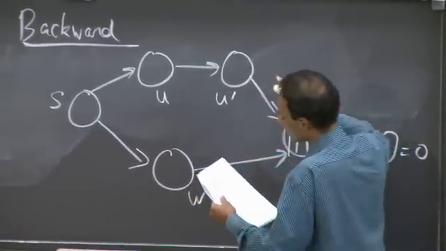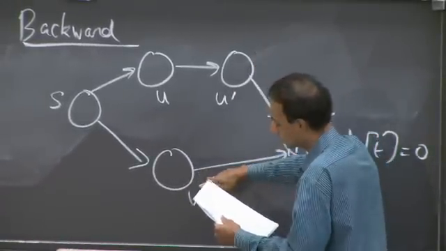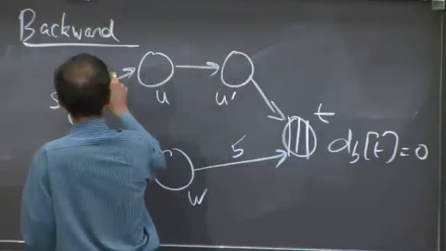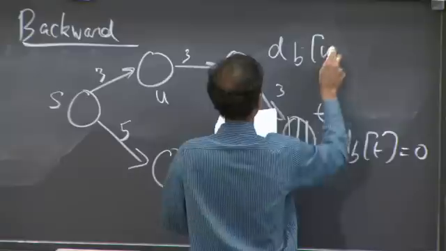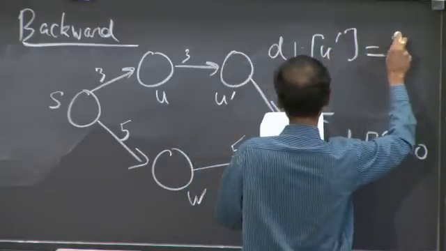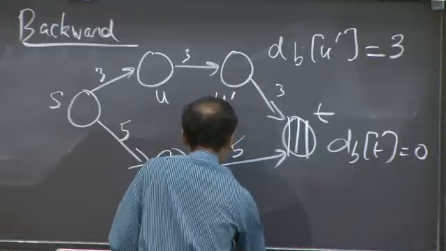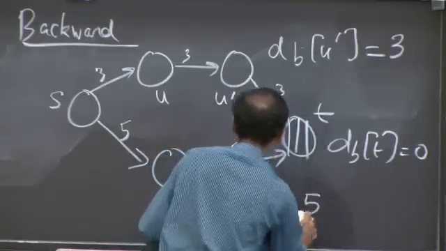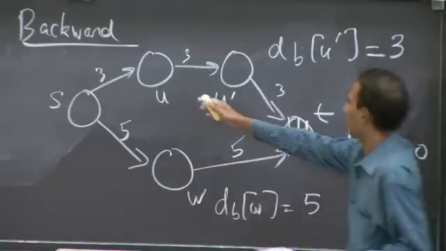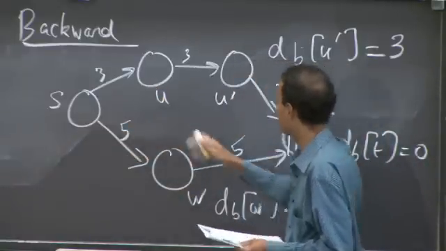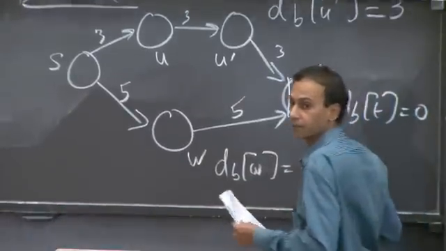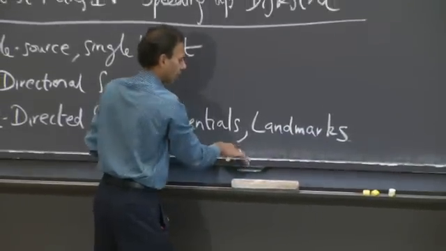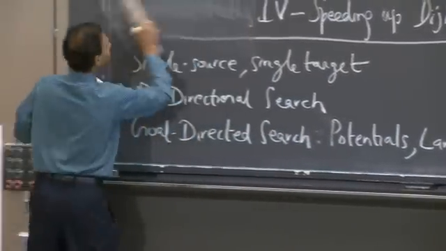I'm going to follow this backwards and this backwards, and my weights are the same. It's the same graph. So I'm going to have dB of U prime equals 3 and dB of W equals 5. I haven't seen U yet. I haven't seen S yet. So all I've done is mark these two. All right? So far, so good? Again, stop me if you have questions. We obviously have a couple more steps to go here.